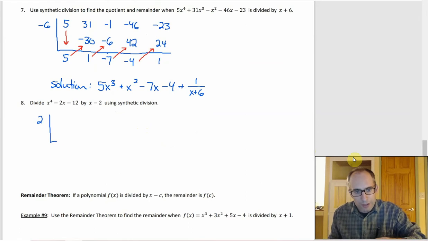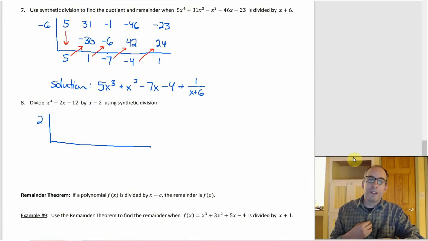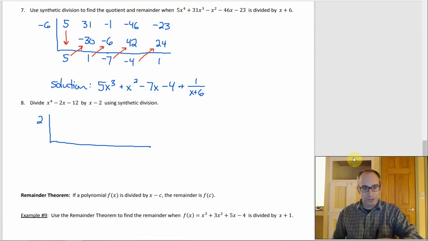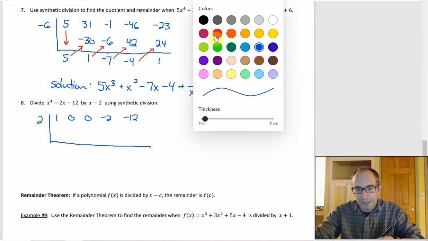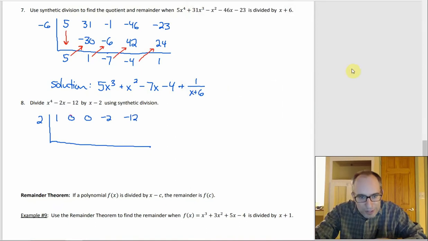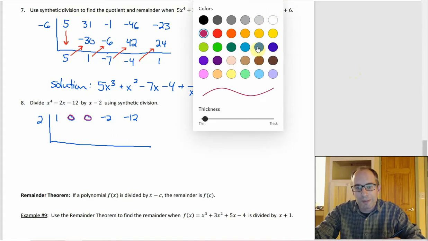Then I'm going to make the division sign upside down. And then notice I've got some 0 coefficients here, because this is going from x to the 4th to x to the 1st. So I'm going to have a 1 for the x to the 4th, and then a 0 for the x cubed, and another 0 for the x squared, then a minus 2 for the minus 2x, and then a minus 12. Right? So then, once again, make those maroon. You've got to put these in here to account for those missing terms, or those missing powers of x.